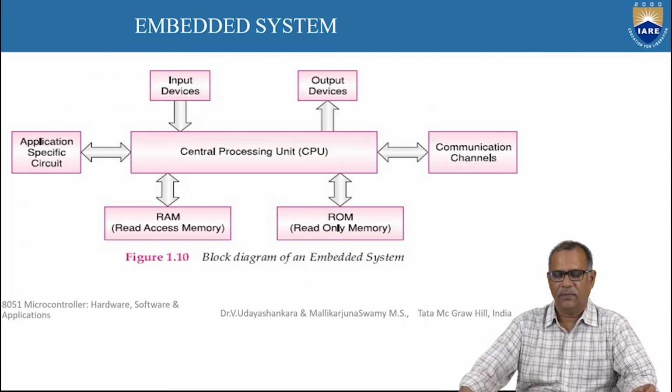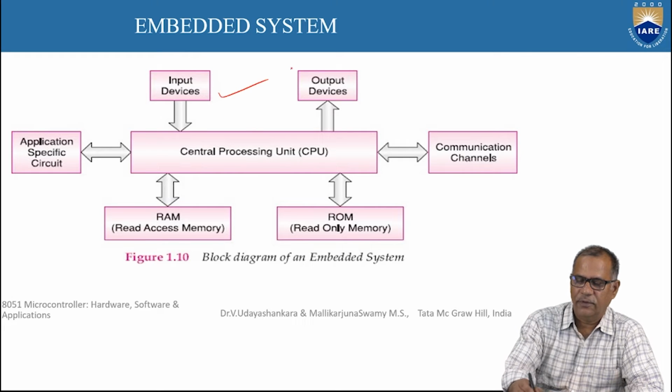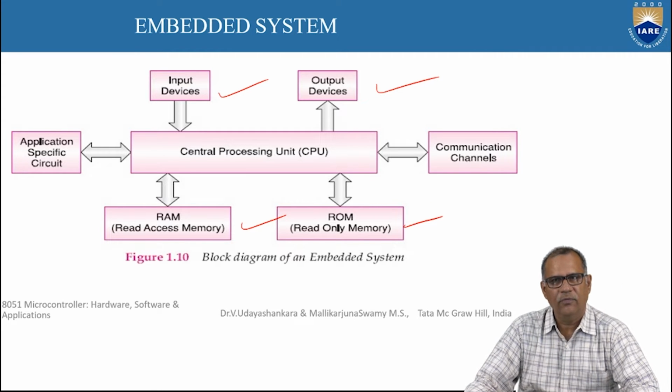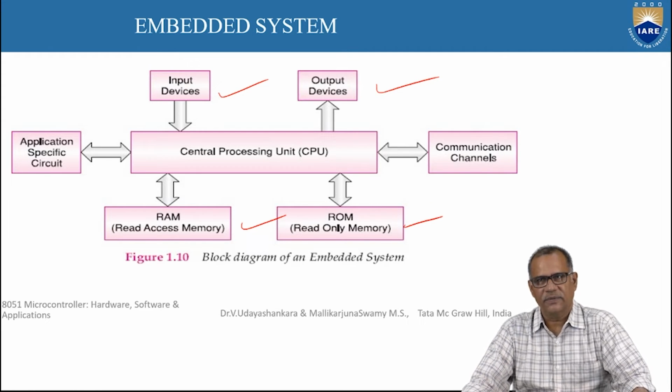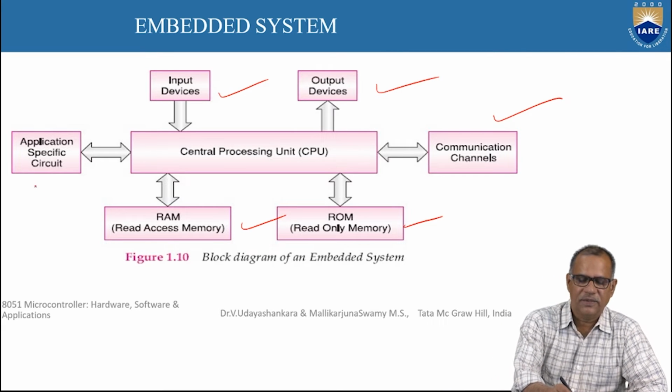So this is the block diagram of a typical embedded system. You have the CPU, input devices, output devices, you have RAM, ROM. In RAM we store the data, in ROM we store the application specific program, and there are of course the communication channels and application specific circuit.